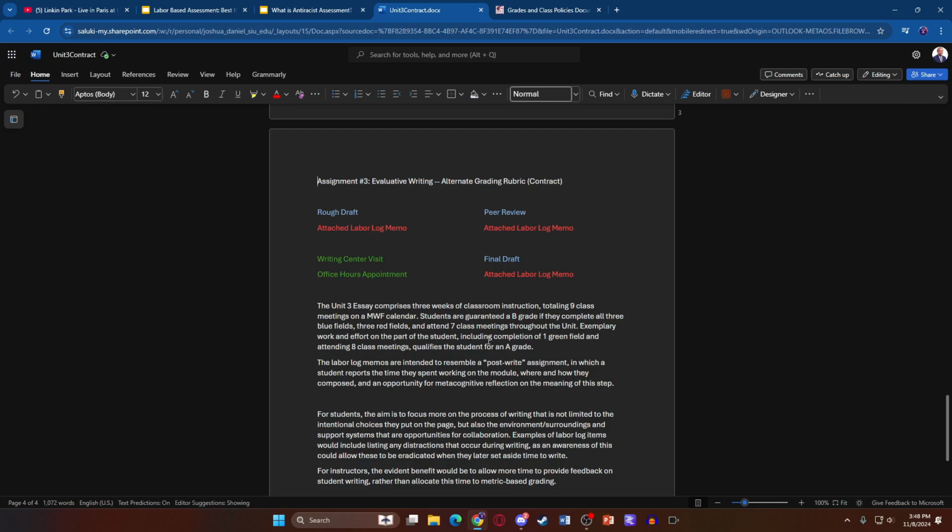And then the option to get an A grade instead of a B grade was to complete all of these fields, but then have an additional field as well, which would be a writing center visit or an office hours appointment. There was no memo attached to that, and the class meeting time requirement was up to 8 from 7. The color-coded breakdown really helped the students understand what was expected of them, and they didn't have to worry about the metrics involved in meeting the expectations of the assignment.